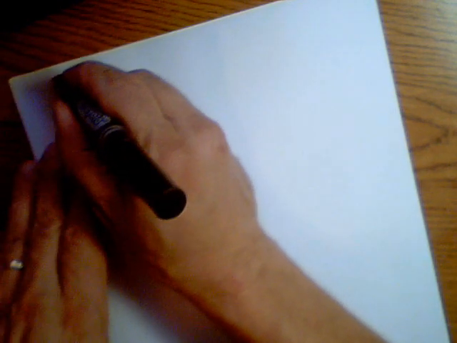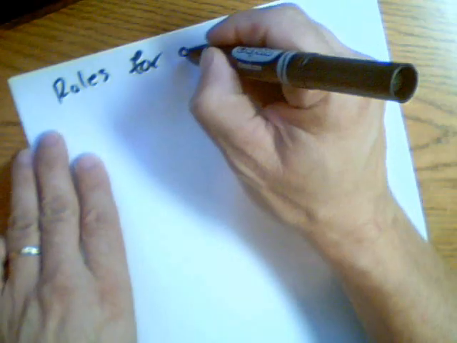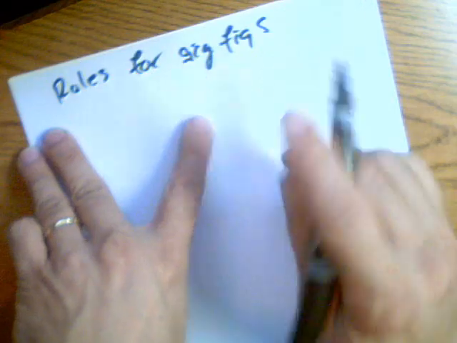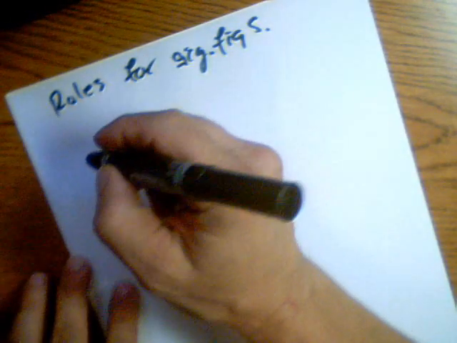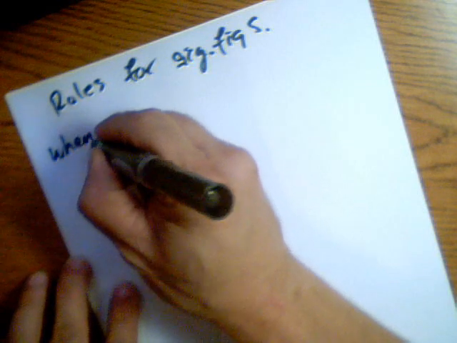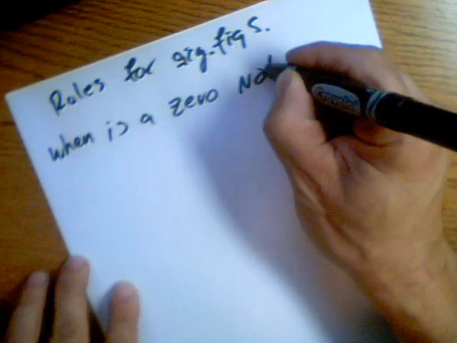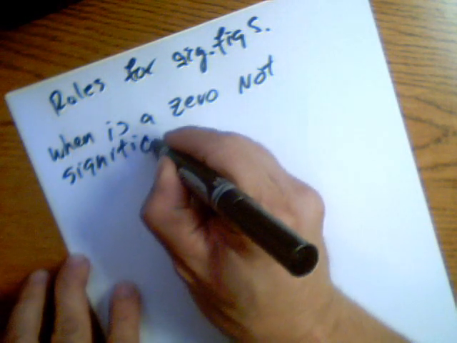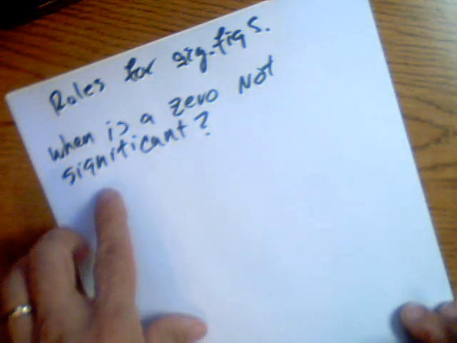So the rules for sig figs, and what I mean by that is significant figures. So when is a zero not significant? That is going to be probably the most difficult thing to determine.